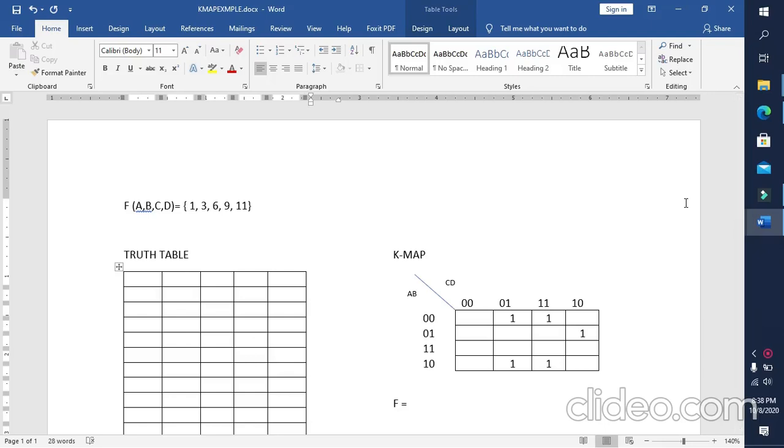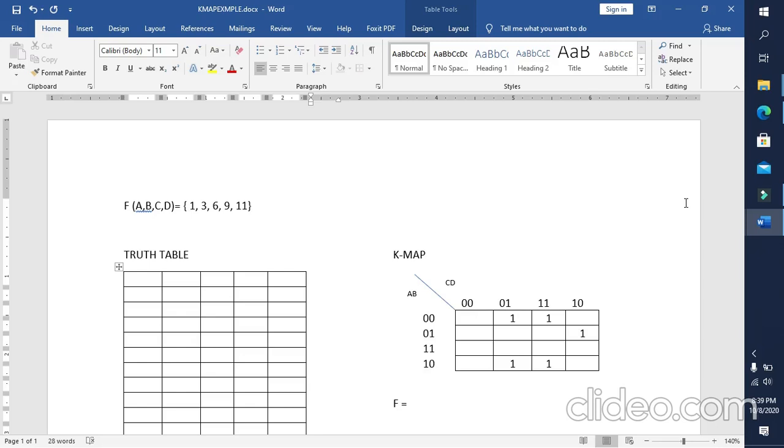Okay, so today I'm going to explain how you're going to solve for a given function, given the number of inputs and then the function, and then how you're going to put that one in a truth table, determine the number of inputs, and then translate it into a K-map, put it in a K-map, and then derive the equivalent logic expression.